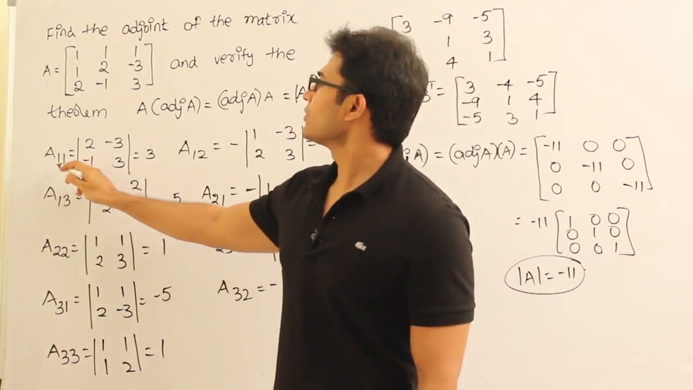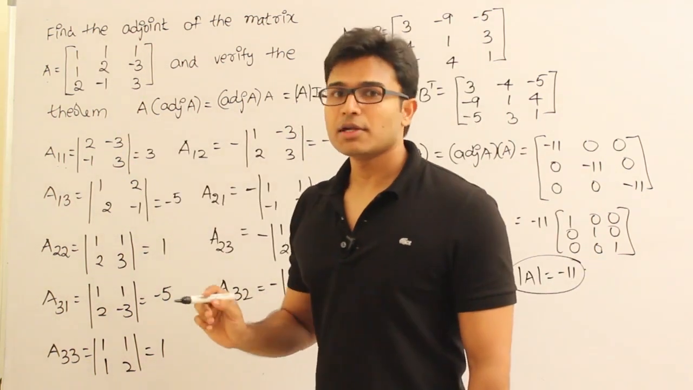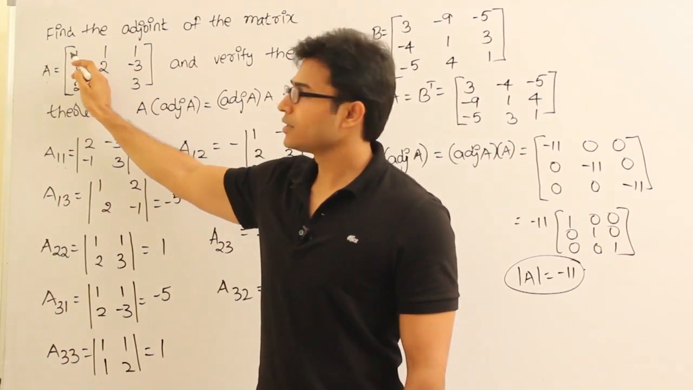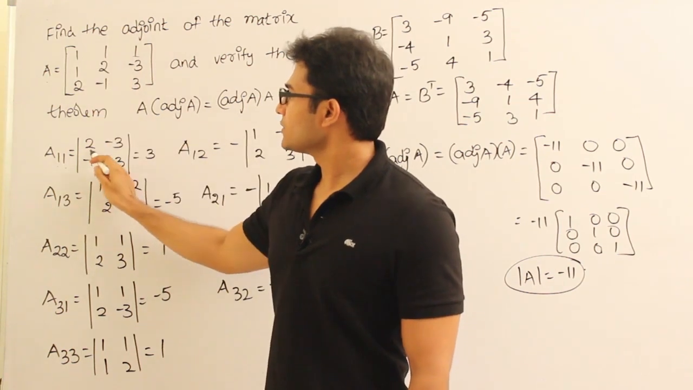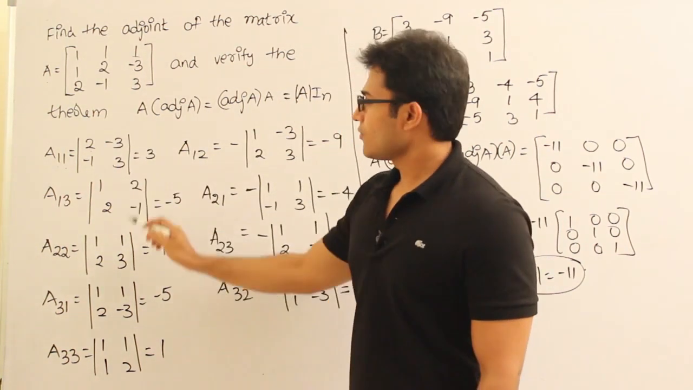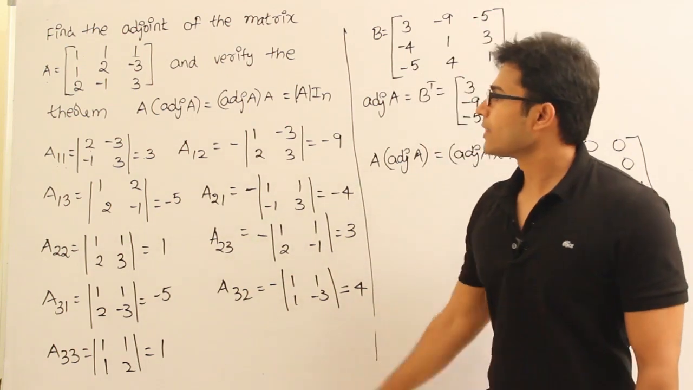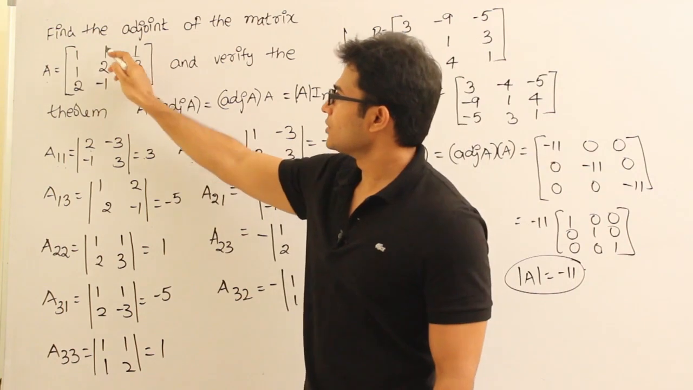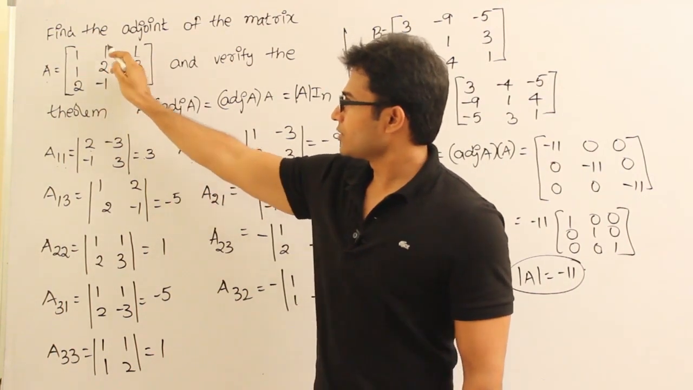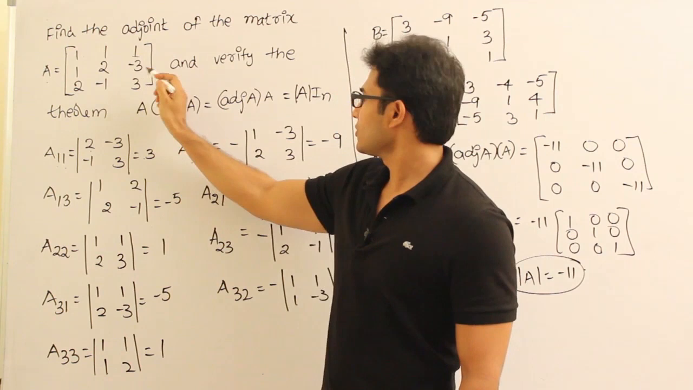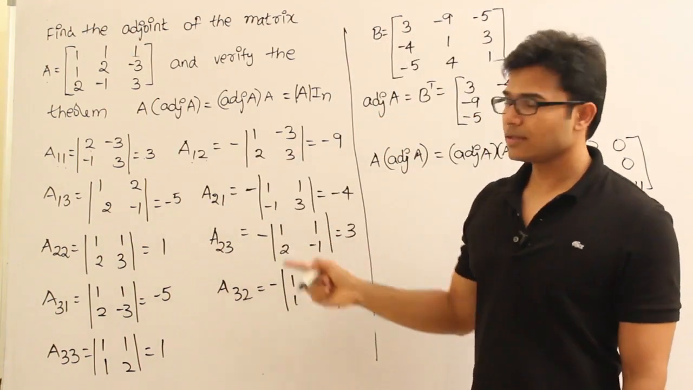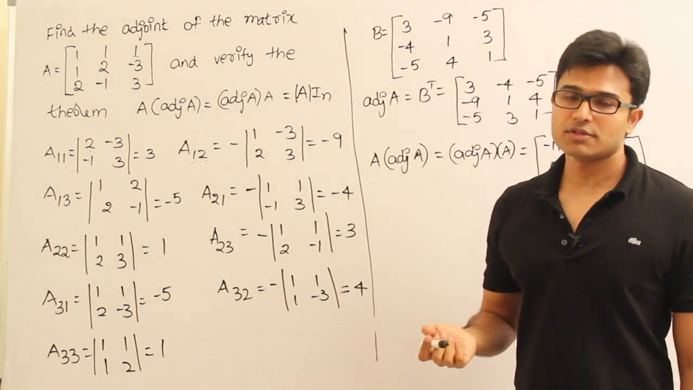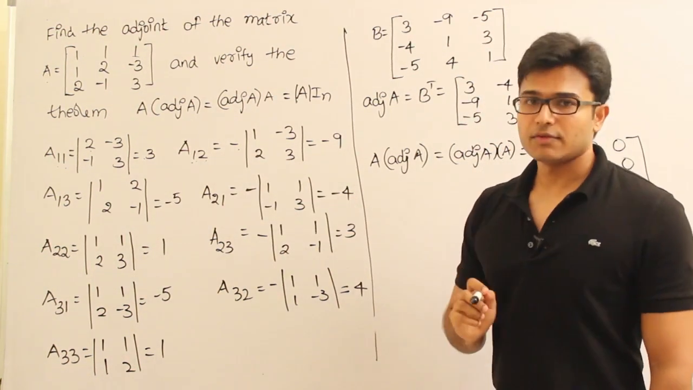What is the cofactor of A11? The cofactor of A11 is obtained by removing this row and this column. So the remaining elements are here. Now find the determinant of this, which is 3. And then A12: again the same thing. Remove this row and this column, and take the determinant of the remaining elements. But here you get minus because the indices are 1 2. So minus 1 power 1 plus 2 is minus 1 power 3, that is why minus 1.